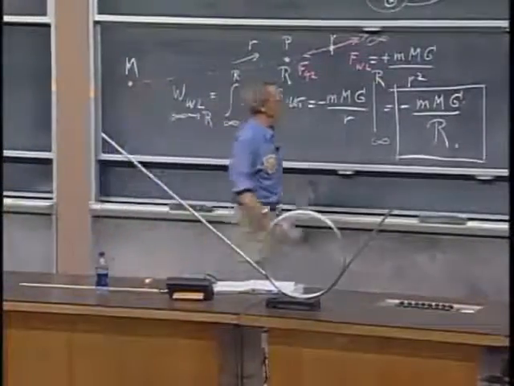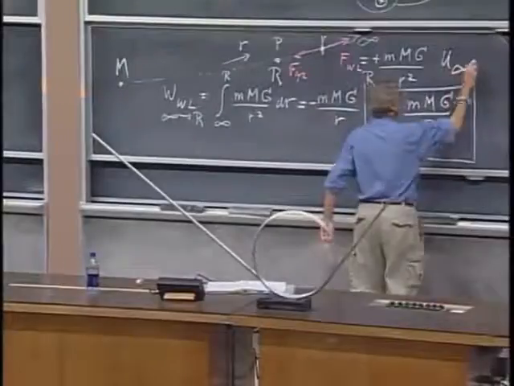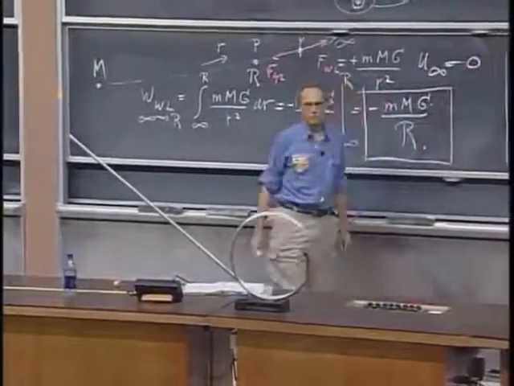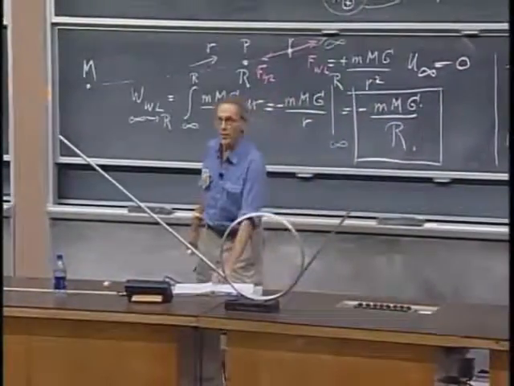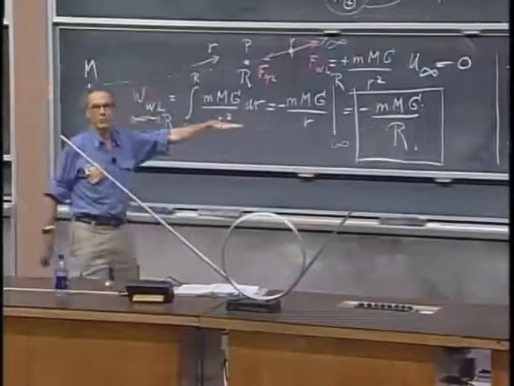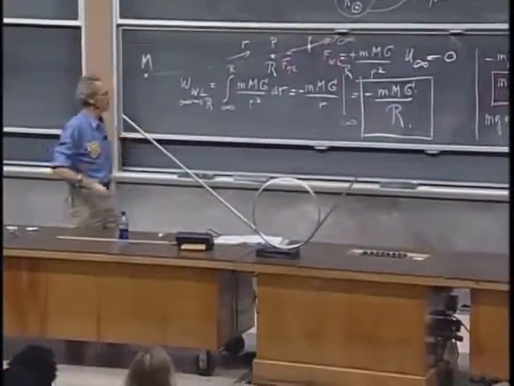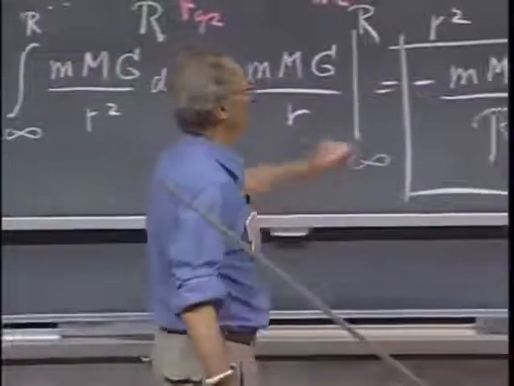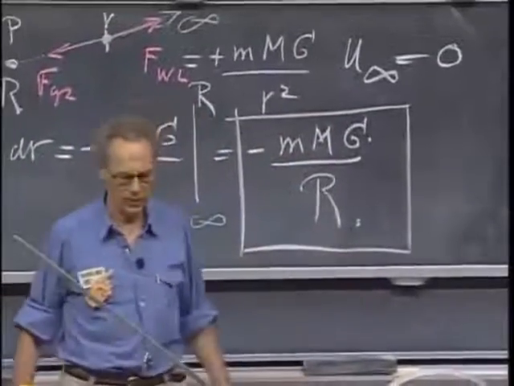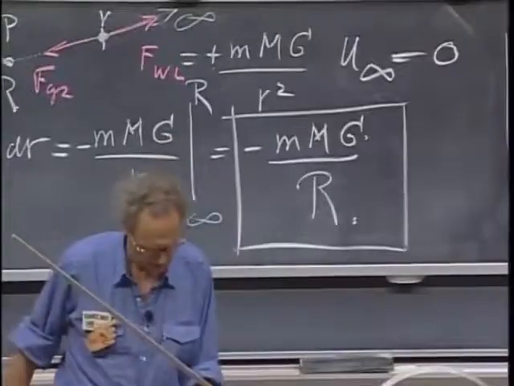At infinity, it's now always 0. Earlier you had a choice where you chose your 0. When you're near Earth and when g doesn't change, you had a choice. Now you no longer have a choice. Now the gravitational potential energy at infinity is fixed at 0.